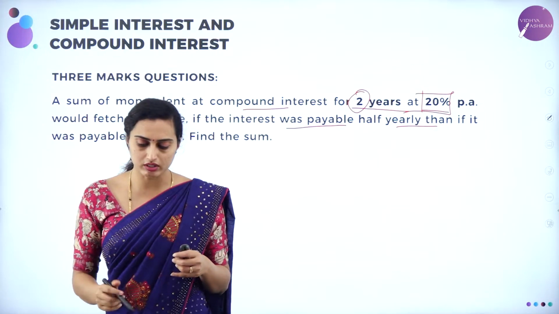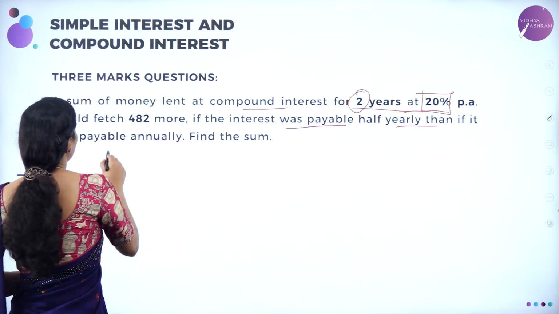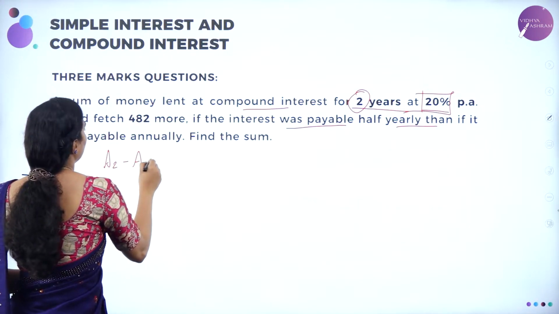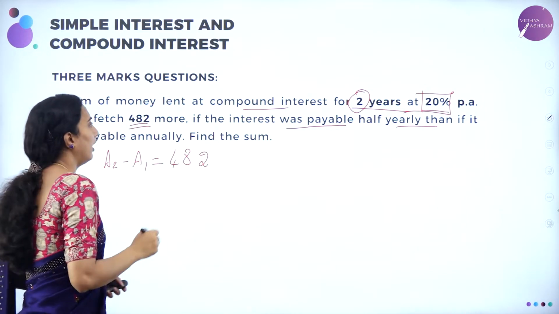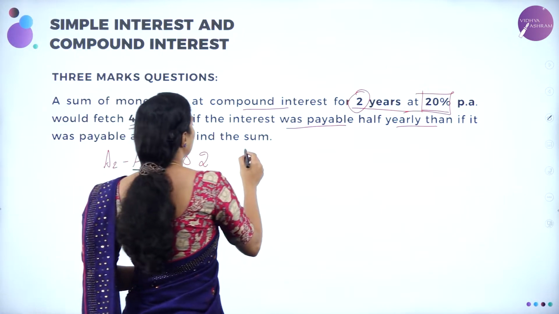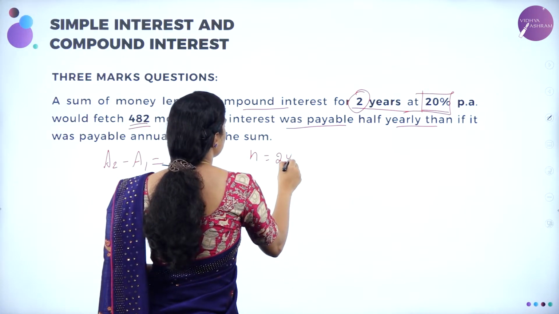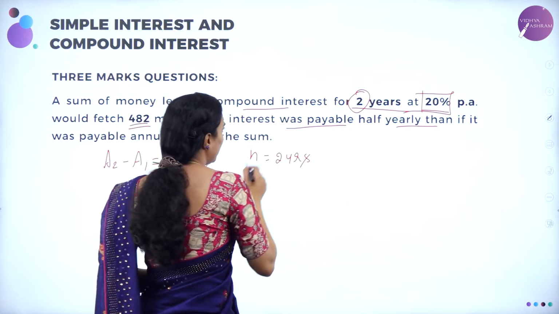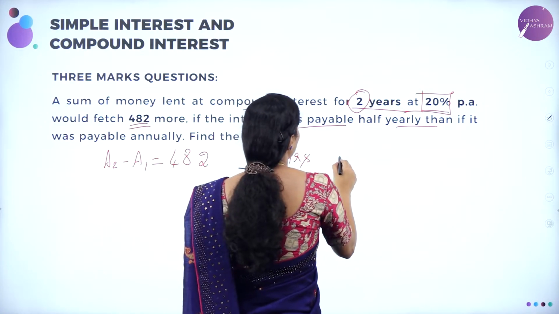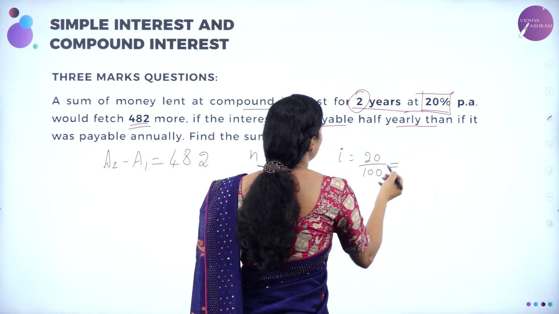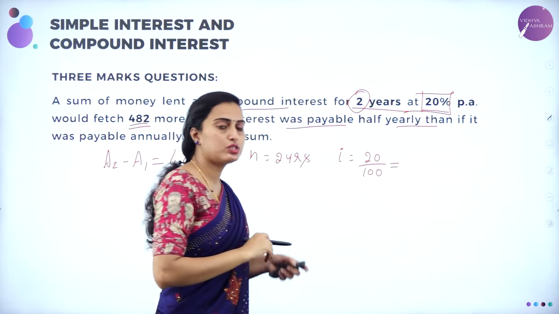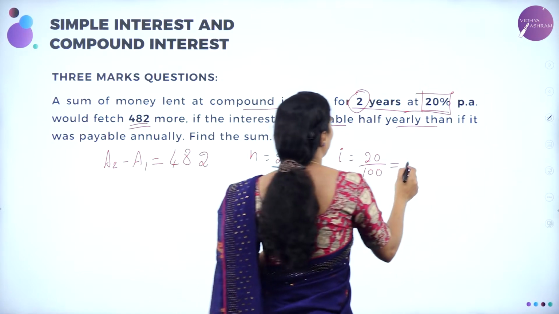So let me find out what they have given here. A2 minus A1 fetches 482 more. Okay, 482, and they have given N is equal to 2 years, right? And then 20%, that is, I can be written as 20 divided by 100, which is 0.20.